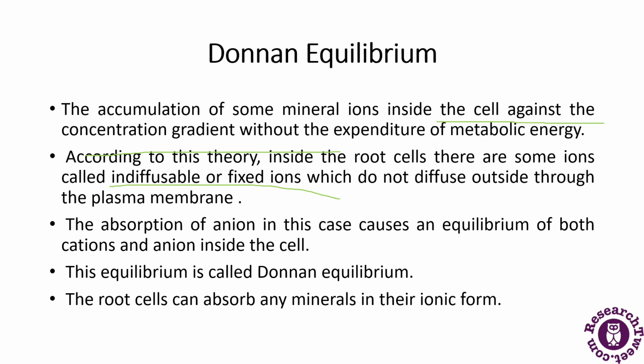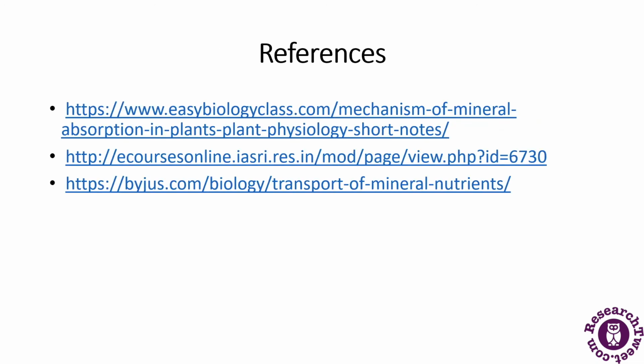The absorption of anions, in this case, causes an equilibrium of both the cations and anions inside the cell. That is why this is known as Donnan equilibrium, because there is an equilibrium of both the cations and anions inside the cell. The root cells can absorb any minerals in their ionic form. So this was all about the mineral uptake in plants, and these are all the references.